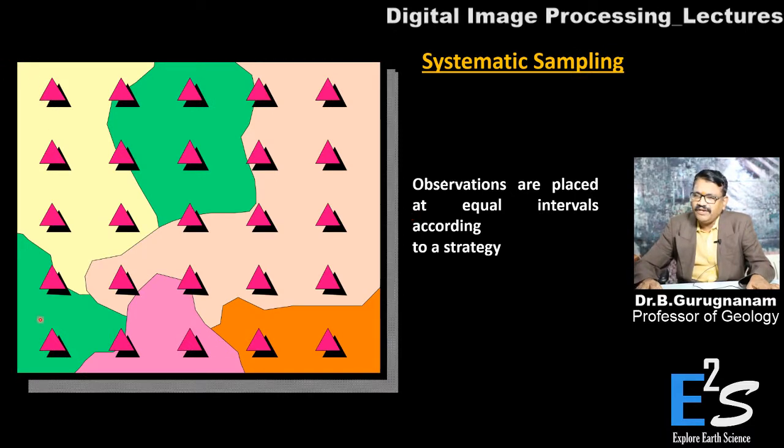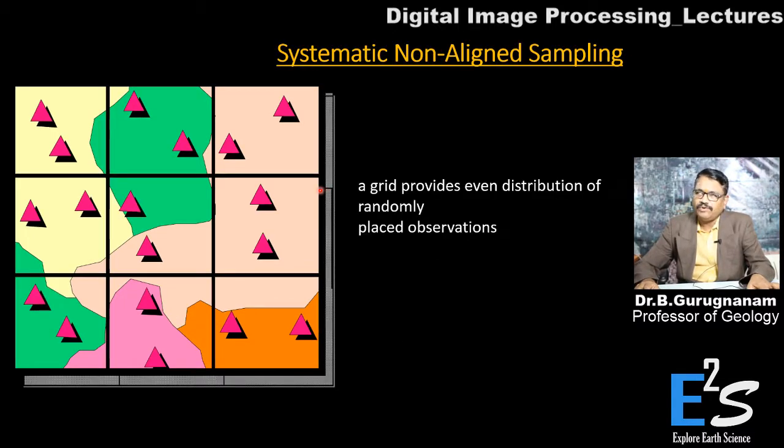And this is systematic. You see they have made it very clear, so this is systematic sampling. Sometimes it is possible, sometimes it is not possible, because you will not get connectivity of the area by road. You cannot even travel. Sometimes inaccessible area will be the problem. Observations are placed at equal intervals according to the strategy. Sometimes it will work, many times it has problems.